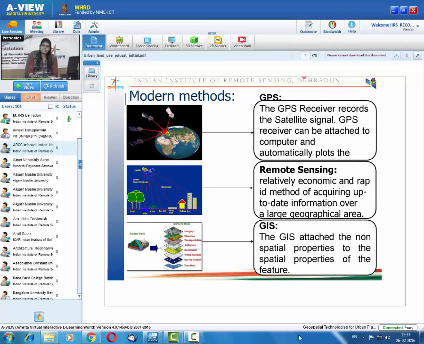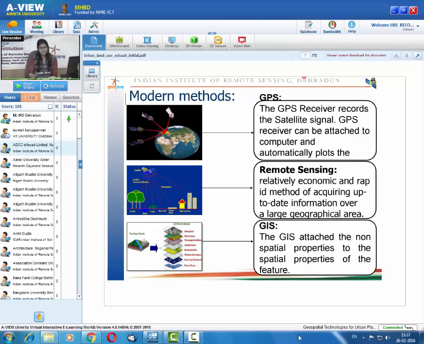So we have already discussed that in modern methods we are going to use GPS, the global positioning system, we can use remote sensing, and we can use GIS, that is geographic information system. What is GPS? GPS receives and records the satellite signal. A GPS receiver can be attached to a computer and automatically plots the points.